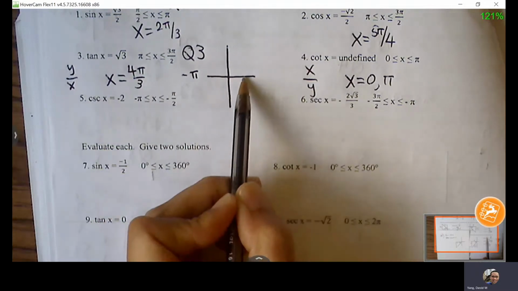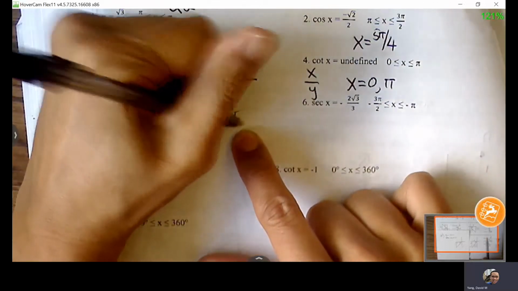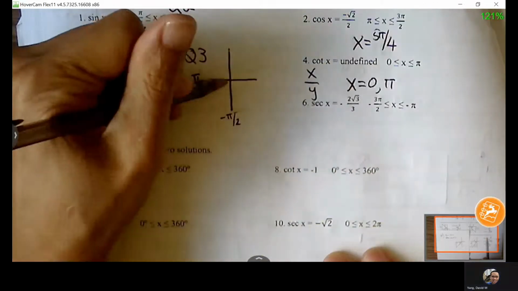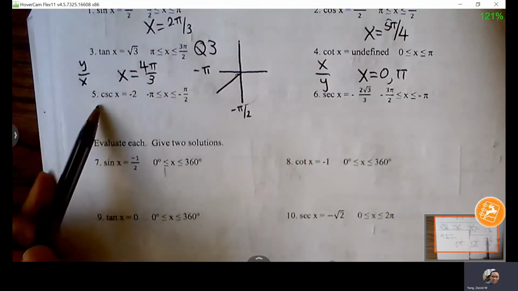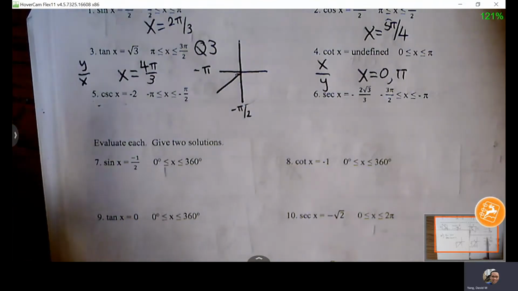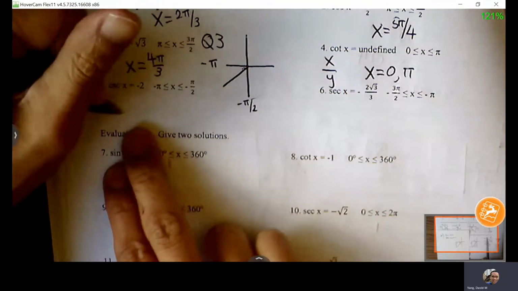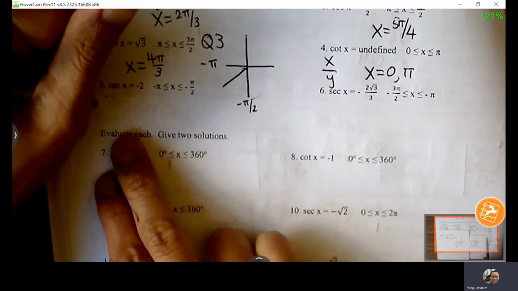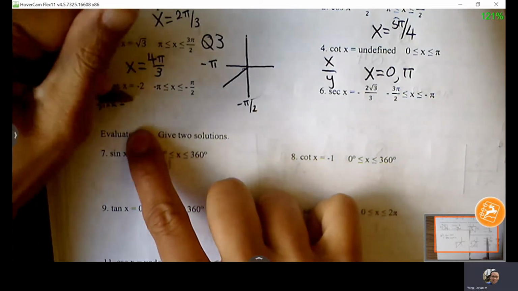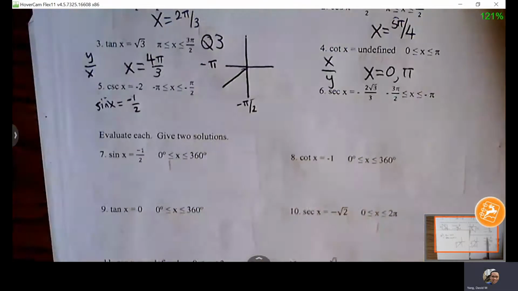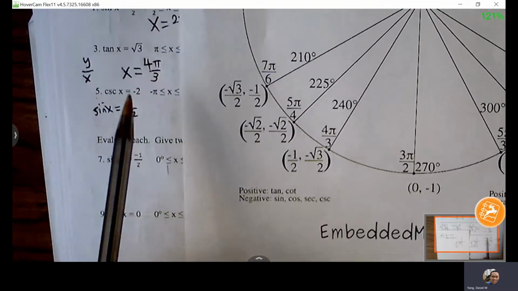Where's negative pi over 2? Yeah, it's negative 270, right? So what's between negative pi and negative pi over 2? Third quadrant, right? So we know we're dealing with the third quadrant. Now, cosecant equals negative 2. Maybe it's harder to think in terms of cosecant. What's a trig function we can use to make it easier to interpret? Cosecant equals negative 2 is the same thing as sine equal to negative 1/2. Okay, so that's easier, right? Sine equals negative 1/2. Where is sine equal to negative 1/2 in the third quadrant?